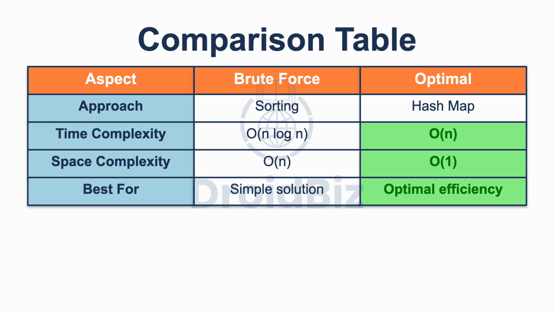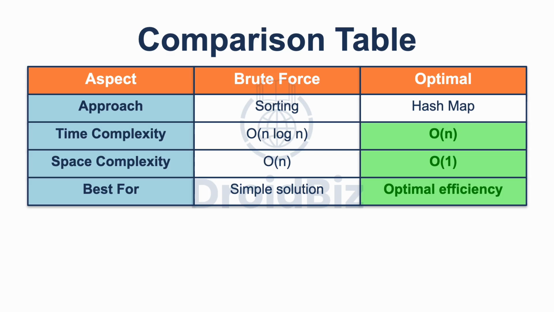Finally, let's compare both approaches side by side in a table. Looking at the approach row, the brute force method uses sorting, while the optimal method uses a hash map. For time complexity, the brute force is O(n log n). The optimal approach is O(n), which is significantly better.